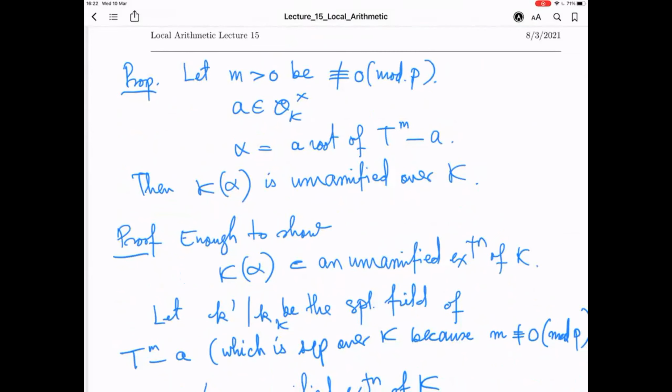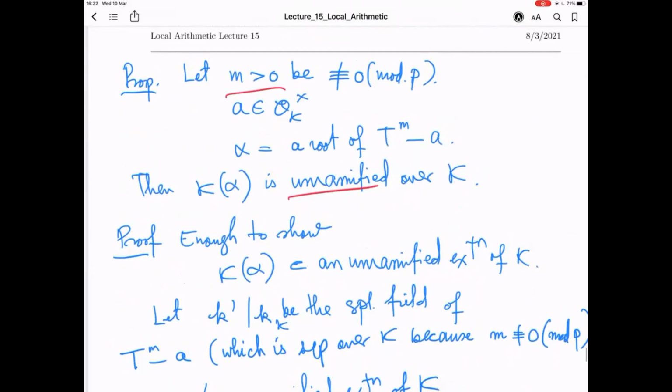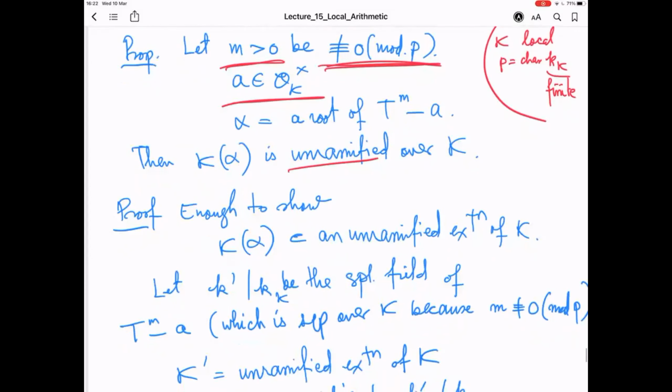And here is one very important way of constructing unramified extensions. You take any integer m which is prime to p. So what is the situation? K is a local field, and p is the characteristic of k_K, the residue field, which is finite. Take any m which is prime to p, take any unit k in your field K, and take any root of the polynomial t to the m minus k. When you adjoin such a root to the field K, what you get is an unramified extension. That's what we have to show. This is the proposition.